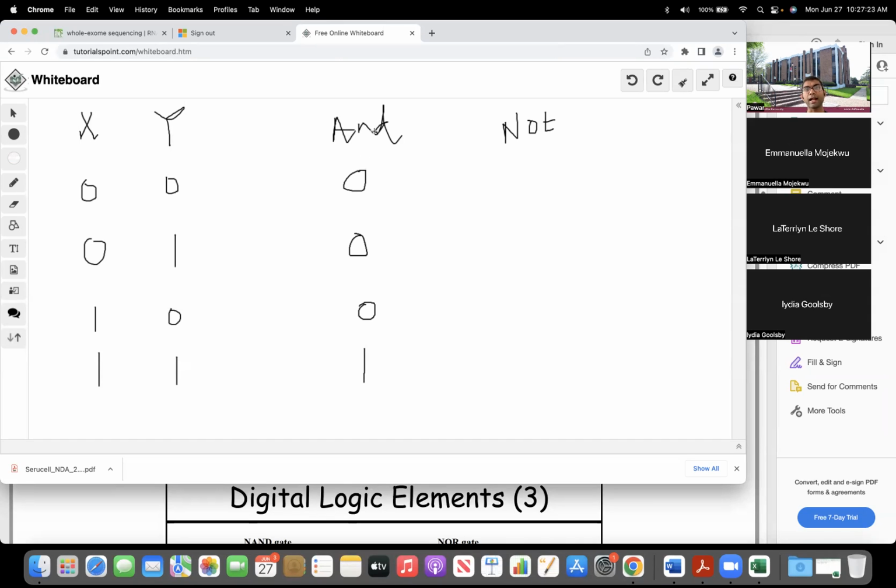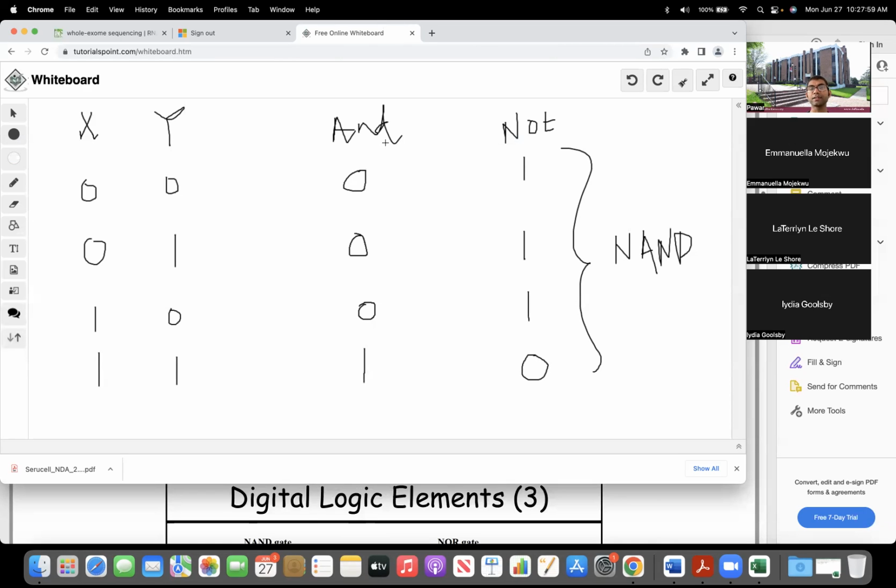So that's your AND gate. Exactly right. 0 multiplied by 0 is 0. 0 multiplied by 1 is 0. 1 multiplied by 0 is 0. 1 multiplied by 1 is 1. NOT is opposite. So opposite of 0 is 1, opposite of 0 is 1, opposite of 0 is 1, and opposite of 1 is 0. And this is your NAND gate.